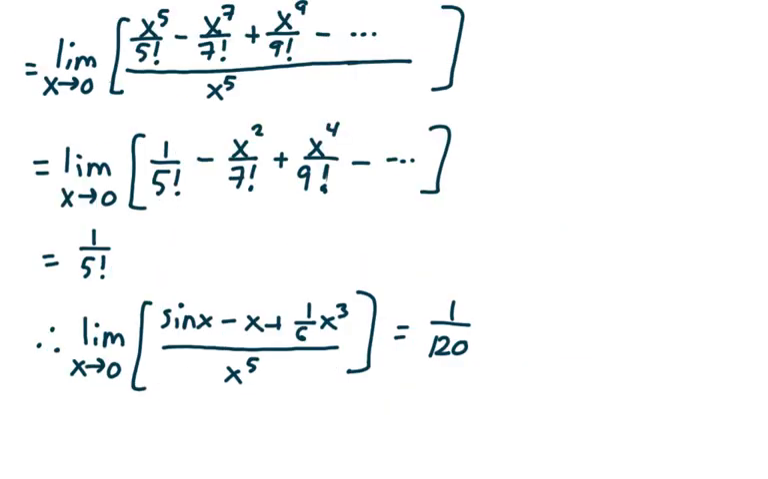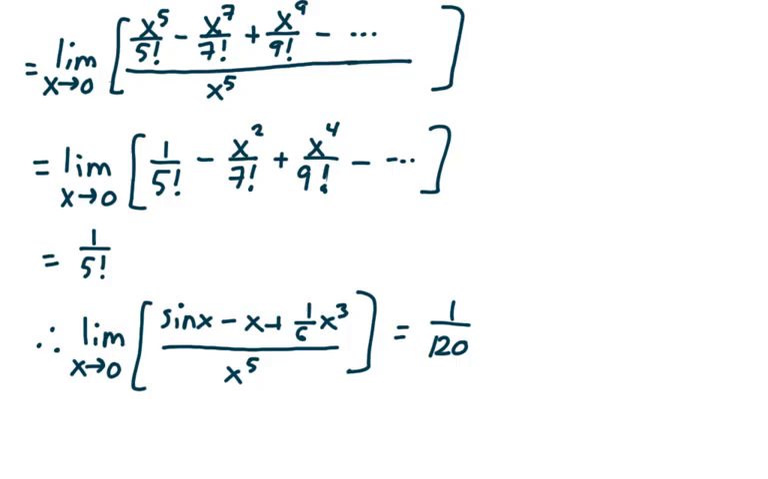Now I'm ready to take a limit. So I want the limit as x goes to 0 of x to the fifth over 5 factorial minus x to the seventh over 7 factorial plus x to the ninth over 9 factorial minus, and then we keep going, divided by x to the fifth.